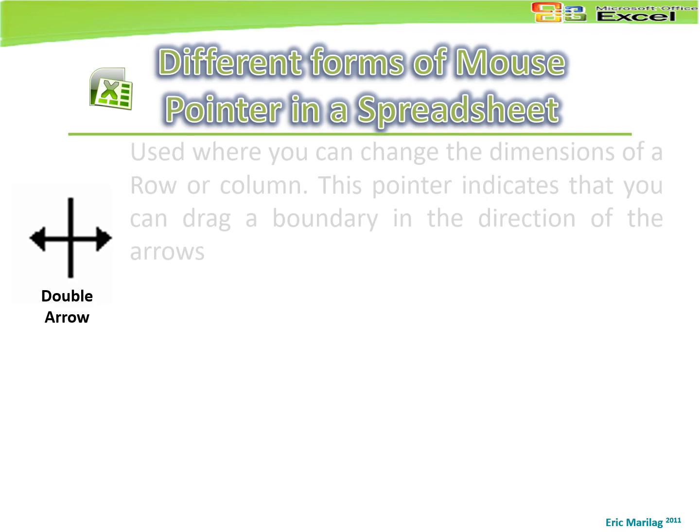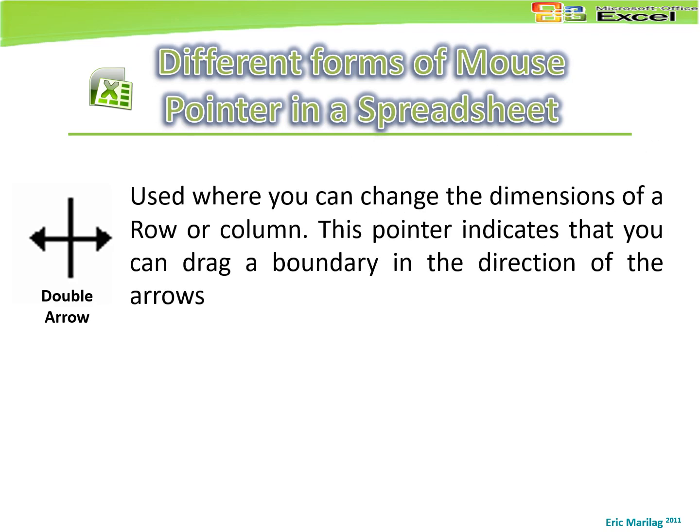And we have the double arrow. We use this to change the dimension or measurement of your rows or columns. So you can drag it to change the dimension or the measurement of your column, if you want to make it bigger so that it could fit the content on that cell. Okay, same goes with the rows.